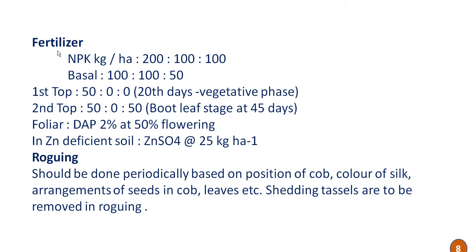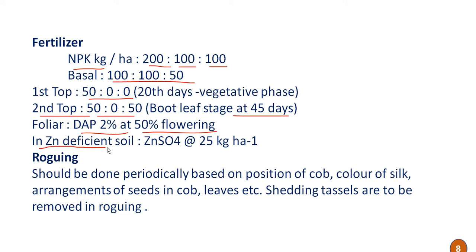Then what are the fertilizer requirements for hybrid seed production in maize? NPK per hectare is 200:100:100 kg, in which the basal dose is 100:150, and at the first top dressing, 50-0-0 is applied at 20 days of the vegetative phase, and the second top dressing, 50-0-50, at the boot leaf stage at 45 days, and a foliar spray of DAP at 2% at 50% flowering.